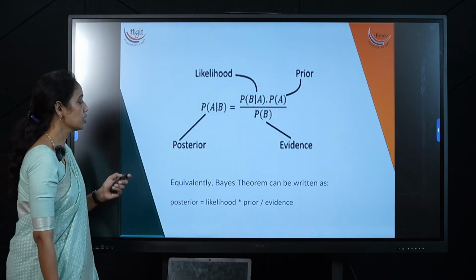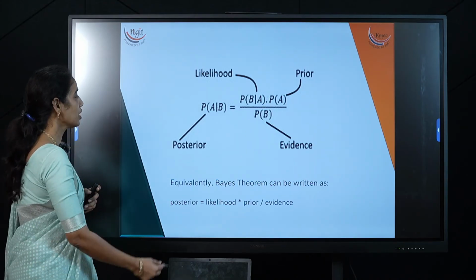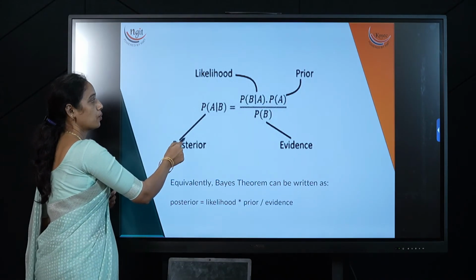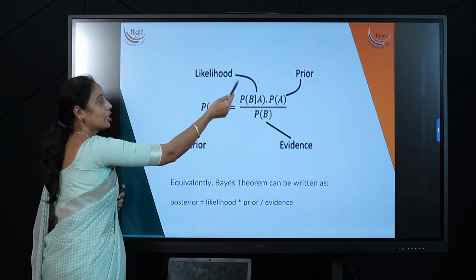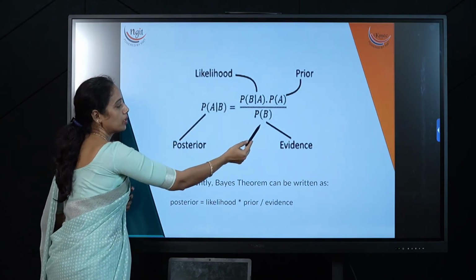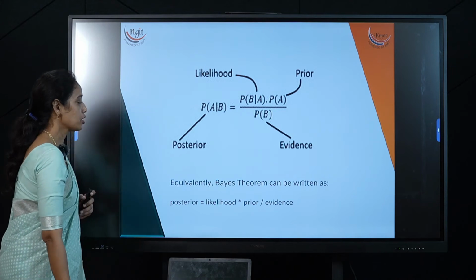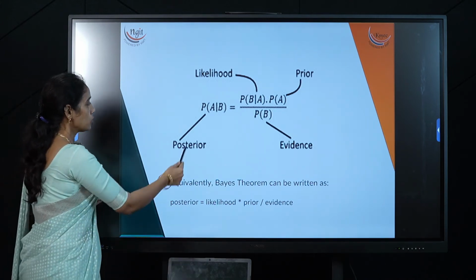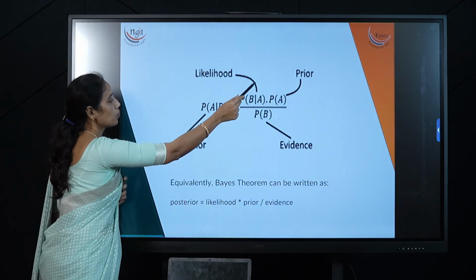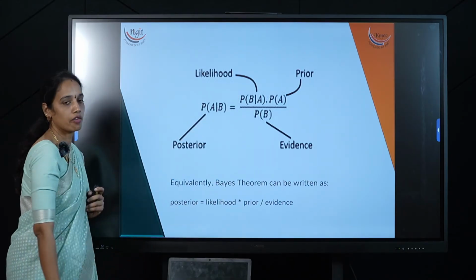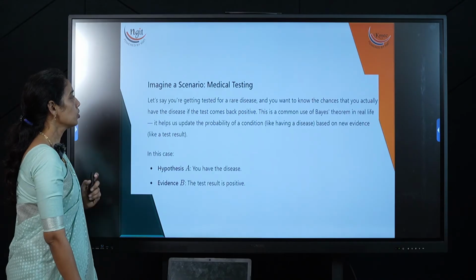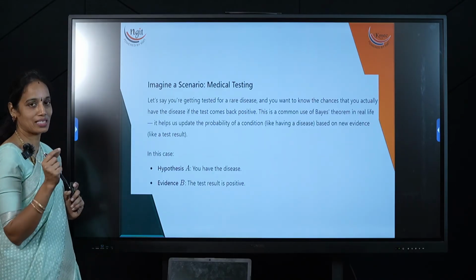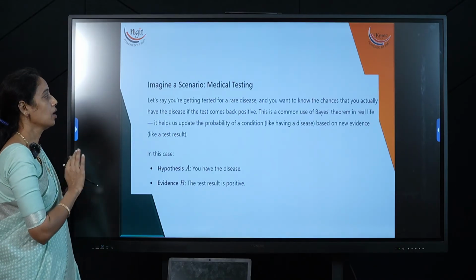Okay. So, this is the Bayes theorem. Here we call this one the posterior probability, this is the likelihood, this is the prior probability, and this is the event. Equivalently, the Bayes theorem can also be written as posterior equals likelihood into prior divided by the evidence. So, let us discuss with one example how this particular Bayes theorem works.